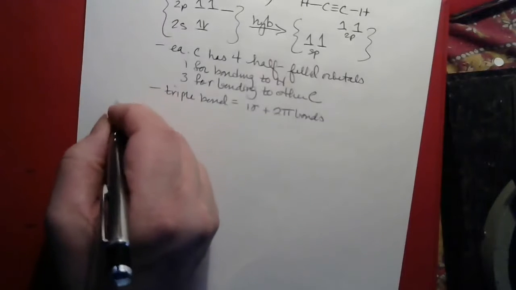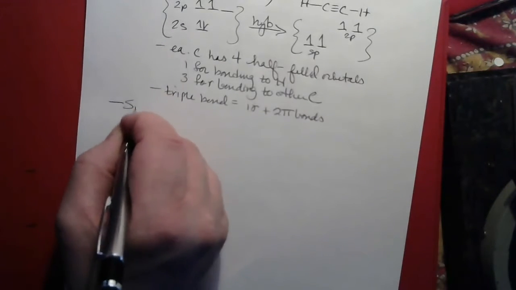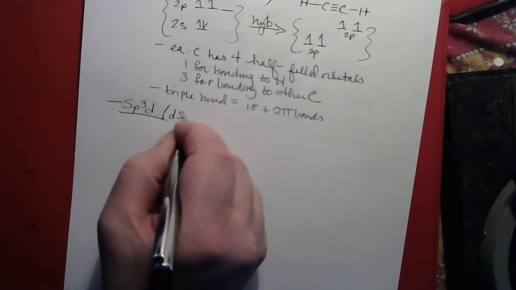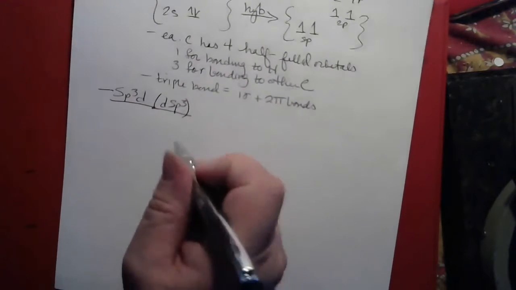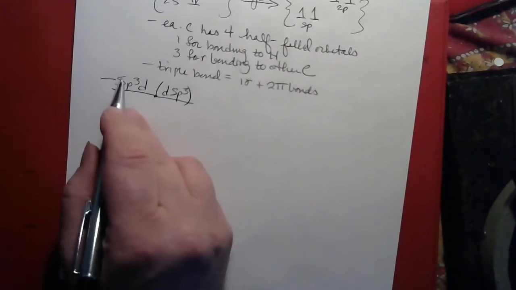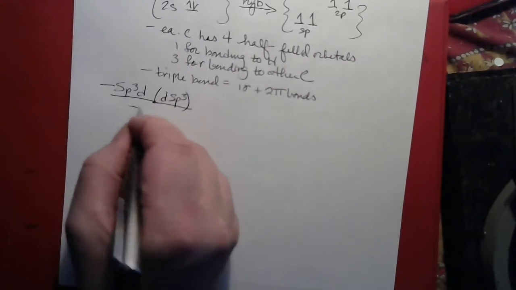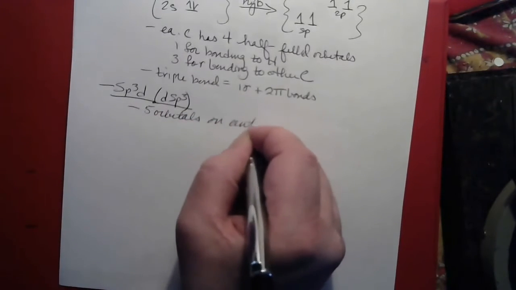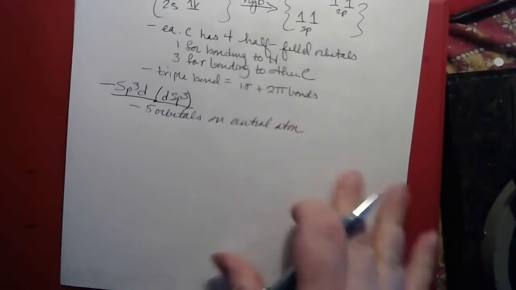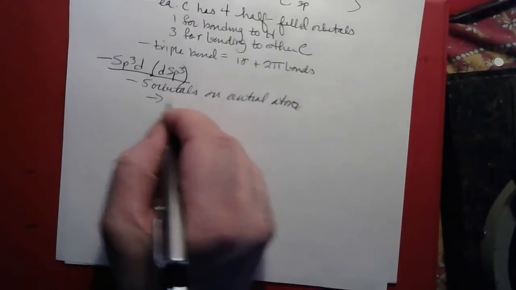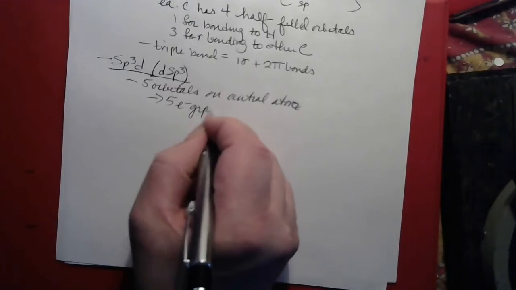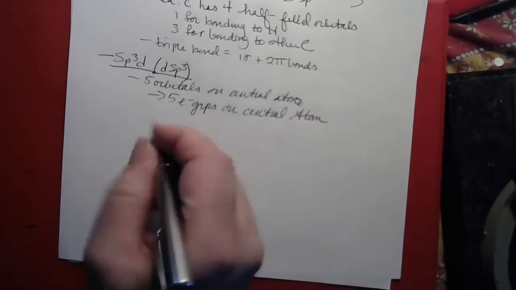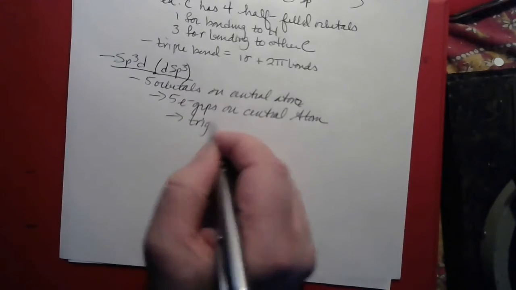Okay, so we have the last 2 types of hybrid orbital. One of them is sp3d, or dsp3 as it's sometimes called. And as you can see here, you've got 1, 2, 3, 4, 5 orbitals involved on the central atom. And that means 5 electron groups on the central atom. And that means trigonal bipyramid electron geometry.